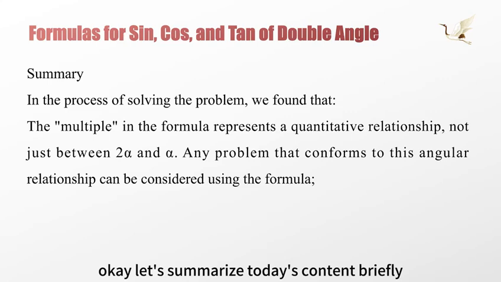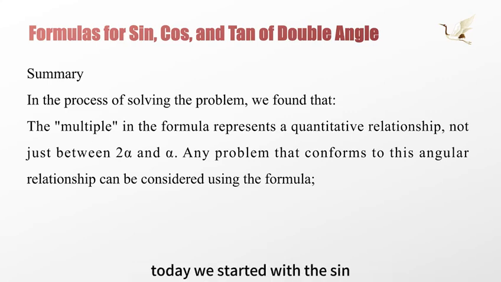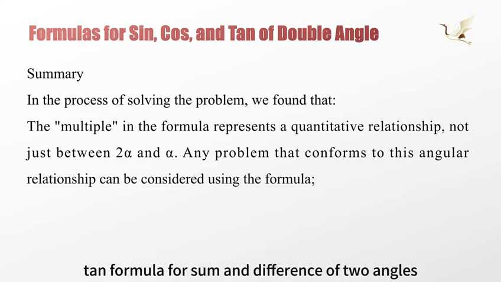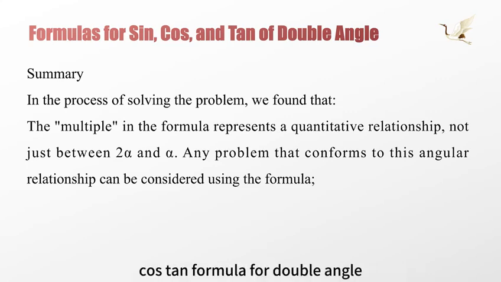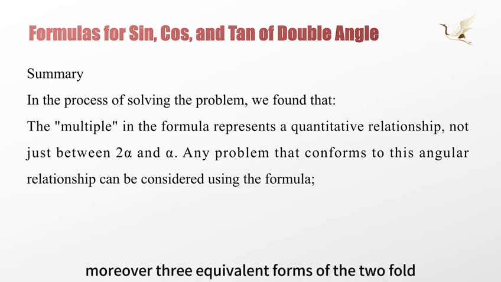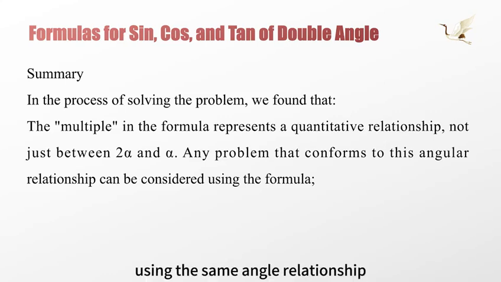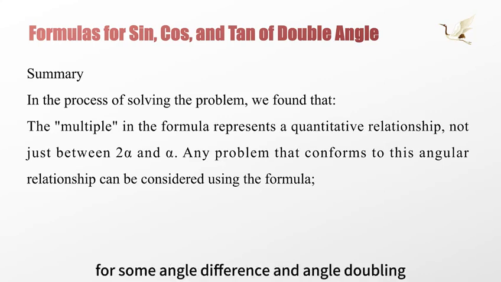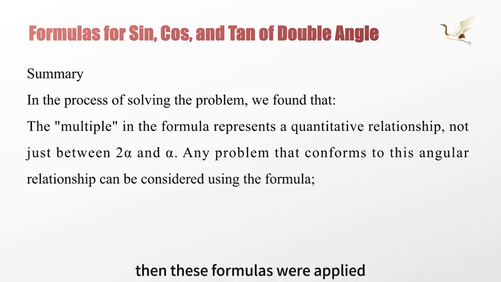Okay, let's summarize today's content briefly. Today we started with the sine, cosine, and tangent formulas for the sum and difference of two angles, and obtained the sine, cosine, and tangent formulas for the double angle through transformation and substitution. Moreover, three equivalent forms of the double angle cosine formula were derived using the same angle relationship, and we explored the logical connections between all the formulas for the angle sum and difference and the double angle. Then these formulas were applied to solve several practical problems.